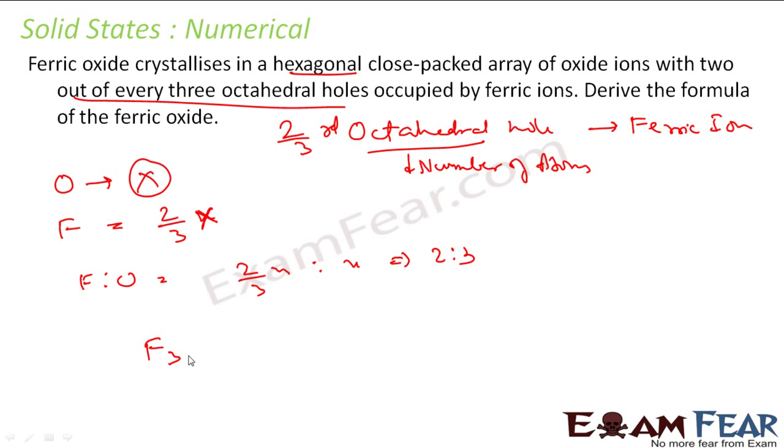So the formula will be Fe2O3. Why? Because iron is 2, oxygen is 3, right? The ratio of iron to oxygen is 2:3.